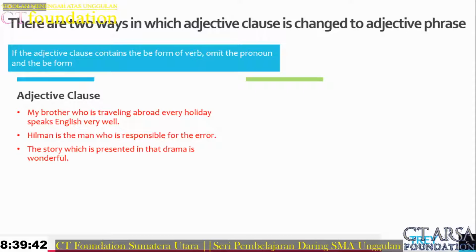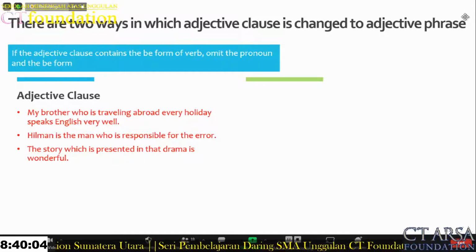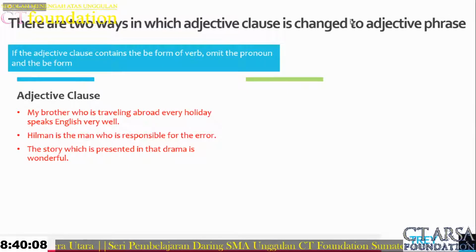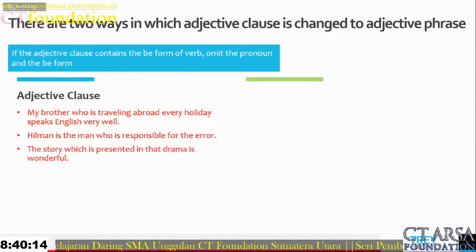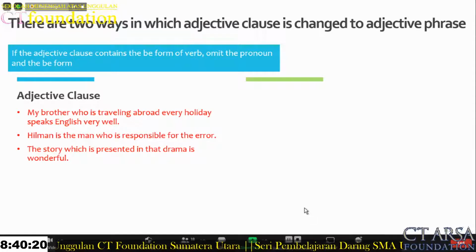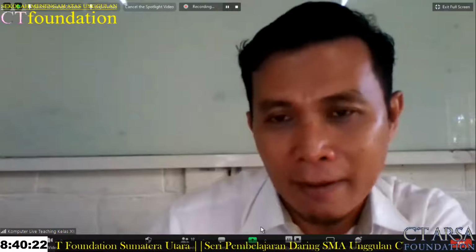Number three, the story which is presented in that drama is wonderful. So which is the adjective clause there? Which is presented in that drama. Correct. Do you find be there? Is. So okay, guys, you have to remember, it is not only to be, but of course, if I change to my brothers, what should be there? Are. That's right. My brothers who are traveling. Is, are, am. It's be.